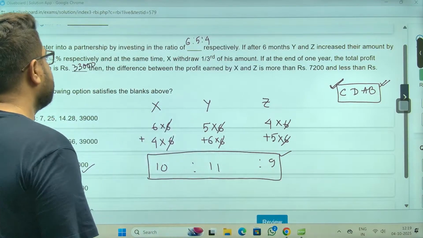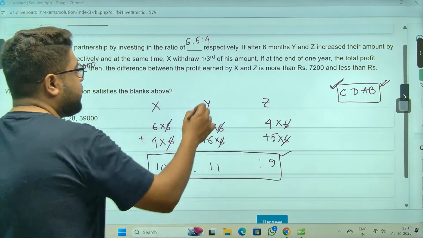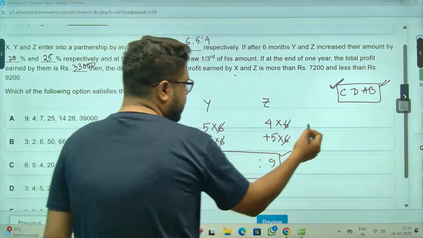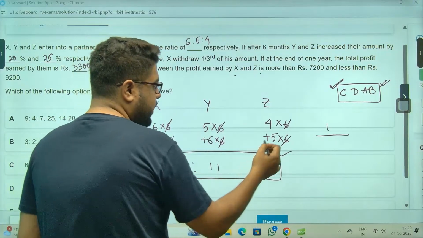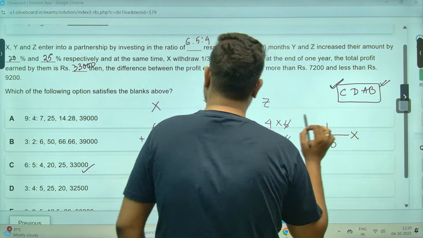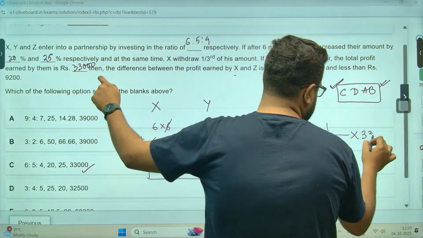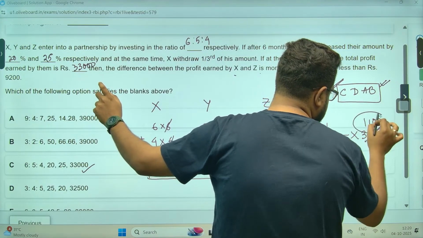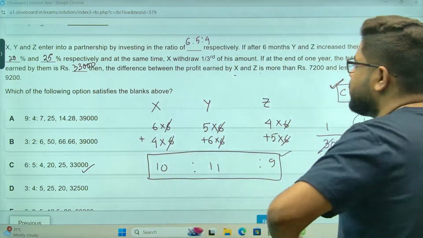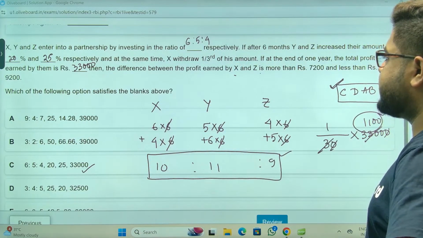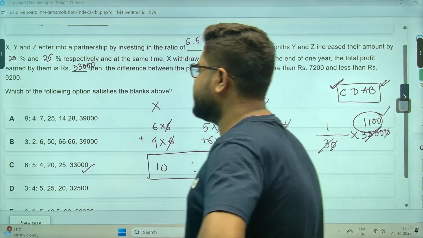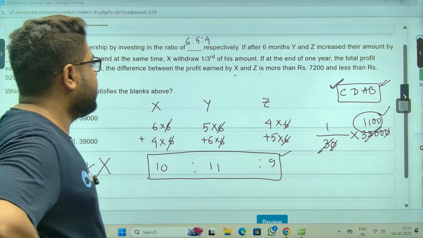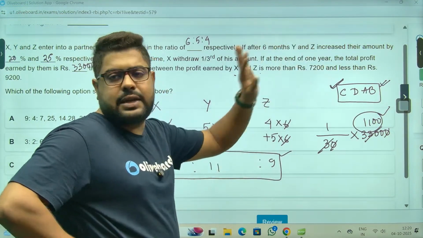Now they are saying total profit is this. Difference between profit earned is this. So the difference between X and Z will be, sir, 1 unit out of 30 units. Correct? Into 33,000. So this is 1100, sir. This is 1100. Is it more than this, less than this? No, sir. Option C is not satisfying. The difference between the profit earned by X and Z is not satisfying.